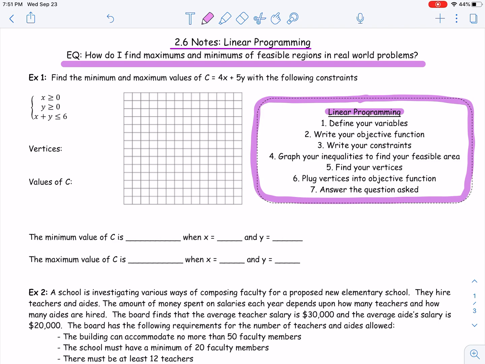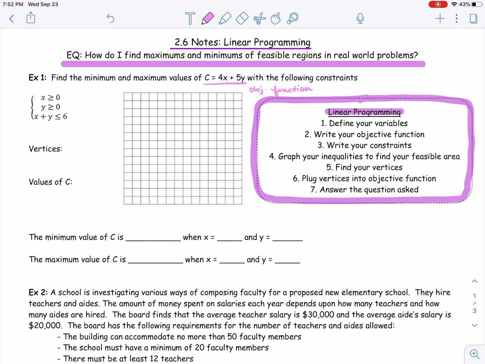So example 1 is not in a word problem format, but it walks you through kind of these steps. So it says, find the minimum and the maximum values of C equals 4x plus 5y with the following constraints. So this C equals 4x plus 5y, that's our objective function. Okay, and it gives us our constraints. And notice it's listed as a system. X has to be greater than or equal to 0. Y has to be greater than or equal to 0. And x plus y has to be less than or equal to 6.